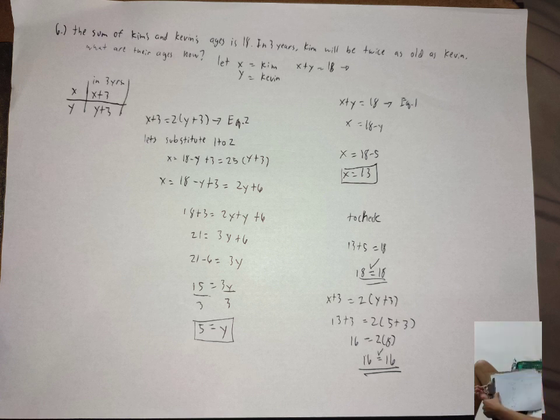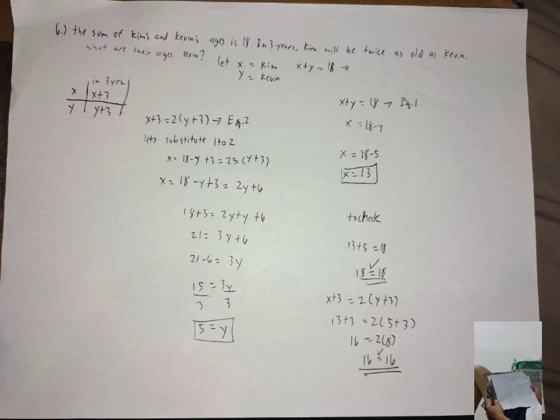So let's move on to number 6. For question number 6, the sum of Kim's and Kevin's ages is 18. In 3 years, Kim will be twice as old as Kevin. What are their ages now? So let x equal Kim and y equal Kevin.